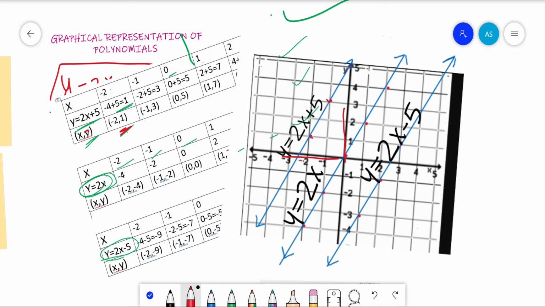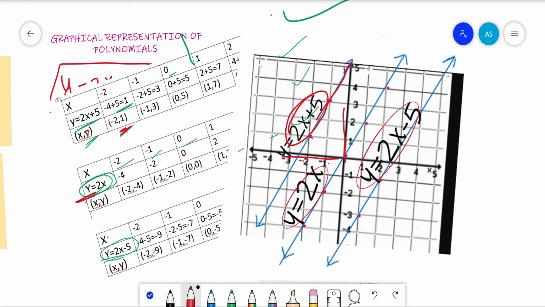If you draw a straight line, there is no need to plot all the points; we can plot whatever points are possible. So we get a straight line, y = 2x + 5. In the same way, y = 2x is plotted using the points (-2, -4), (-1, -2), and then (0, 0), so the line passes through the origin. Next, y = 2x - 5 is also a straight line.